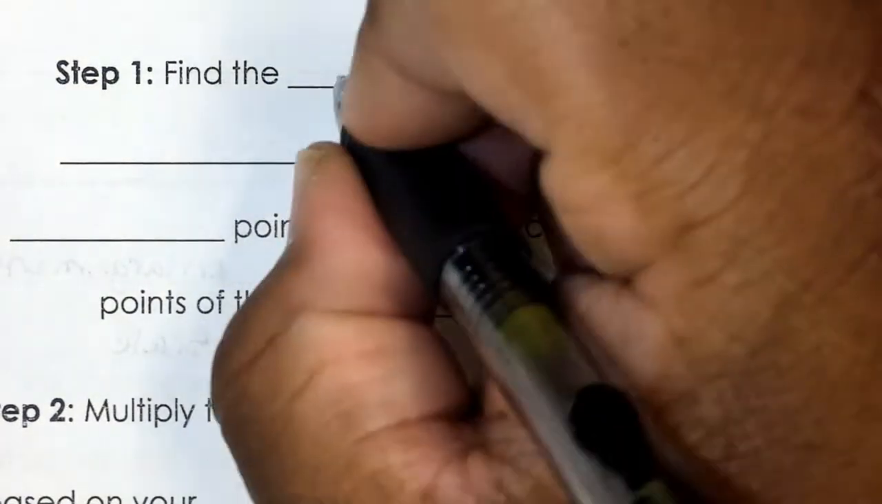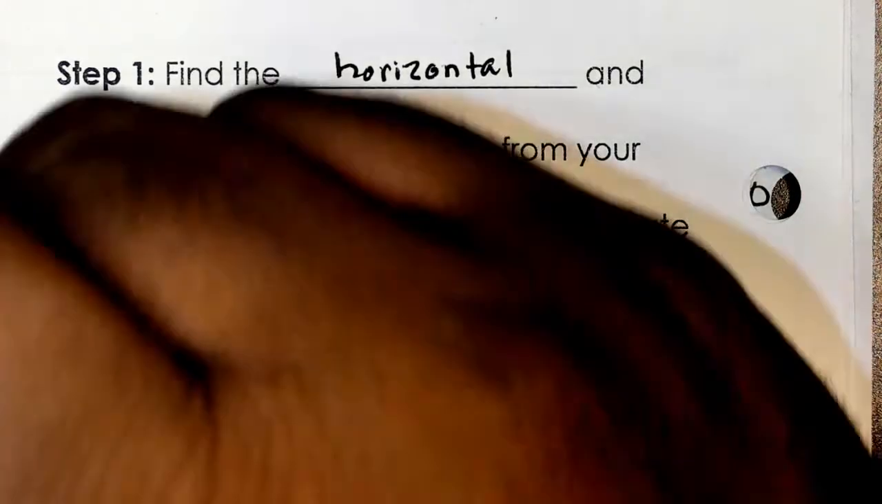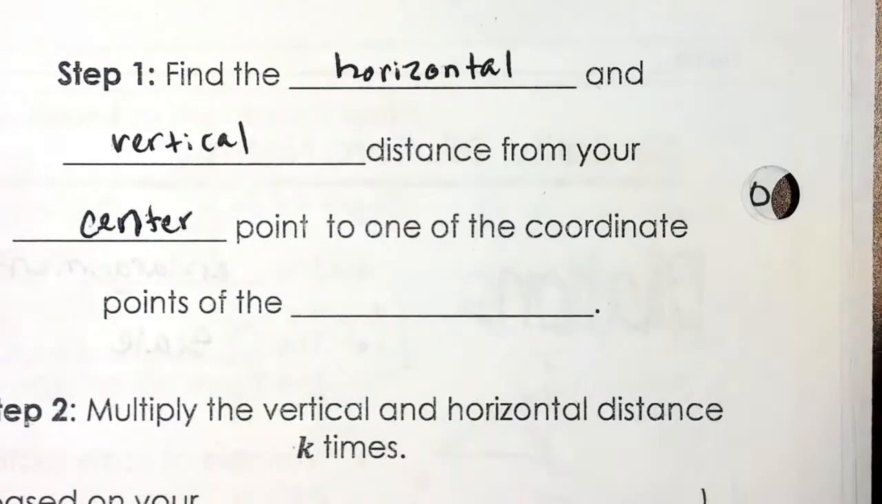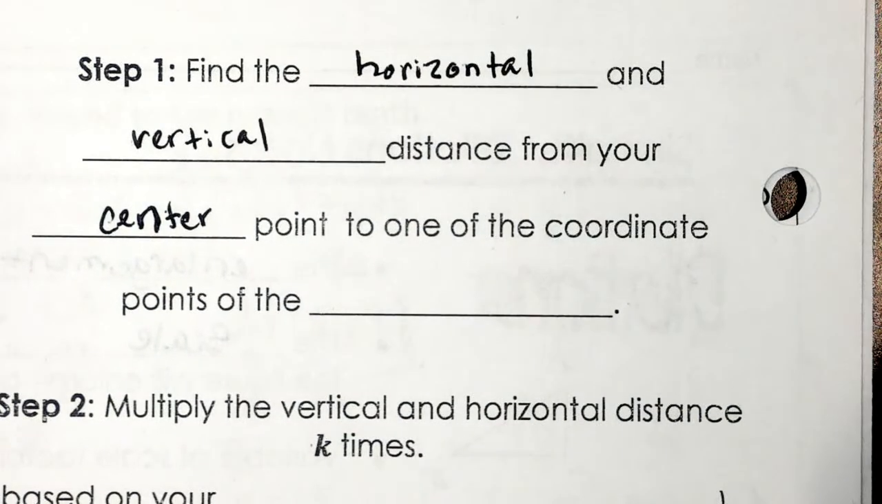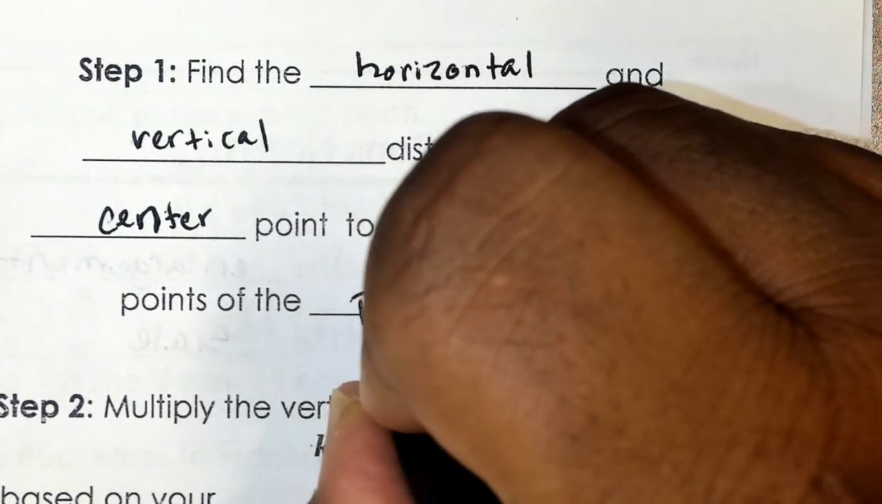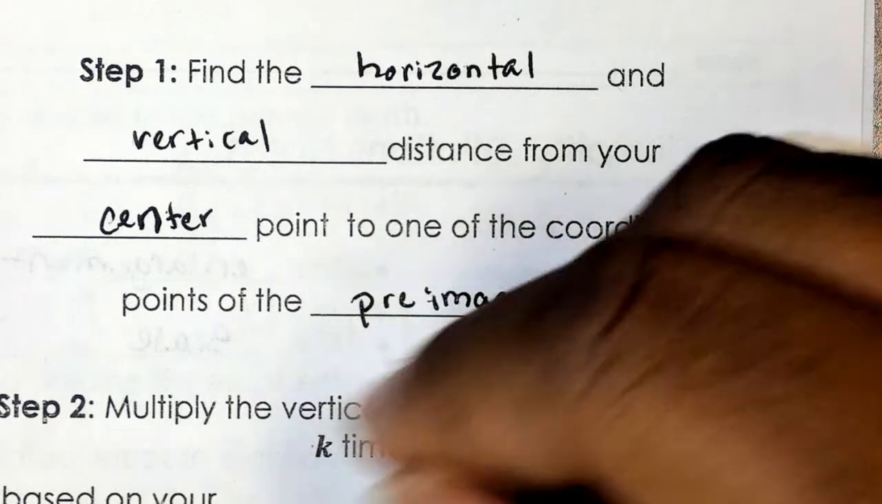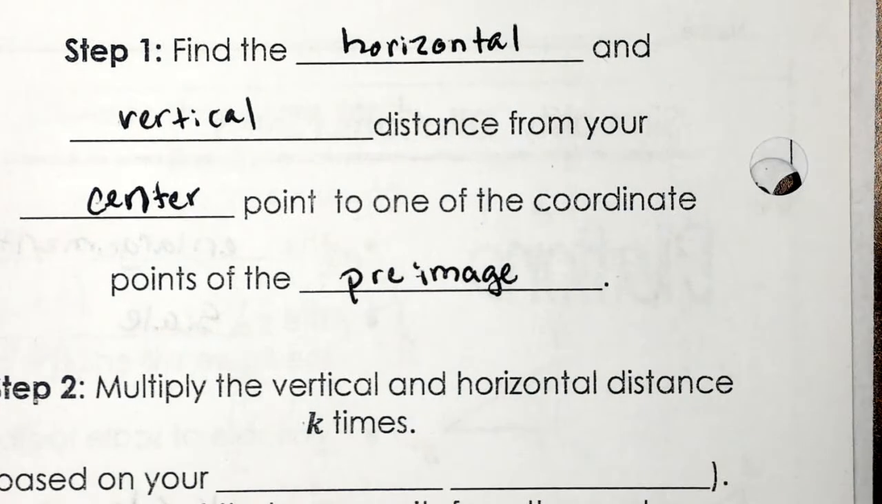Step 1, find the horizontal and vertical distance from your center point to one of your coordinate points of the pre-image. You'll understand this when you see it. You've already done this before. You'll know what I'm talking about when you see it. These steps are nothing new to y'all, believe me. You'll know once you see me do it.